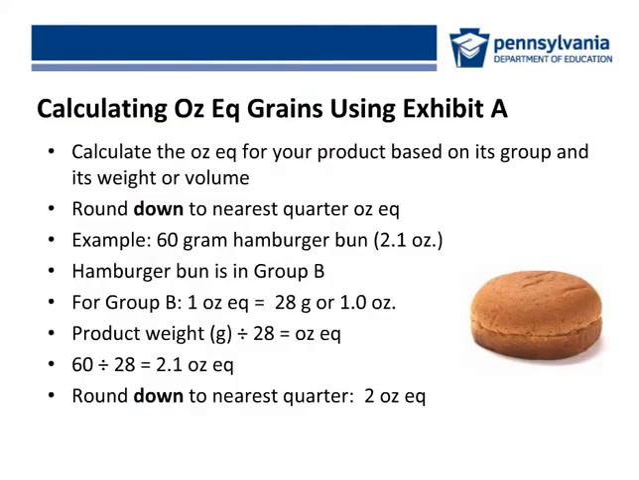We're going to go ahead and go through an example where we use Exhibit A to calculate the ounce equivalents for a hamburger bun. We have a 60-gram hamburger bun. We determine that hamburger buns are in Group B. For Group B, 1 ounce equivalent is 28 grams. So we take the weight of our item, which is 60 grams, and divide that by 28 grams to get 2.1 ounce equivalents. Since we always round down, our answer becomes 2 ounce equivalents.